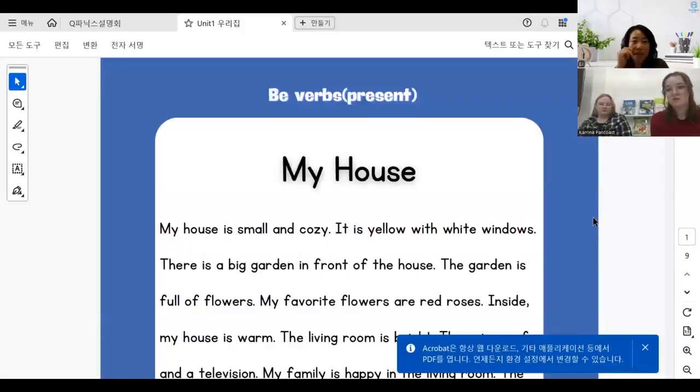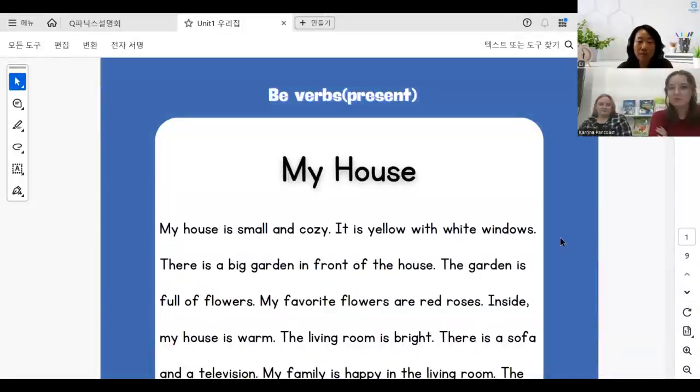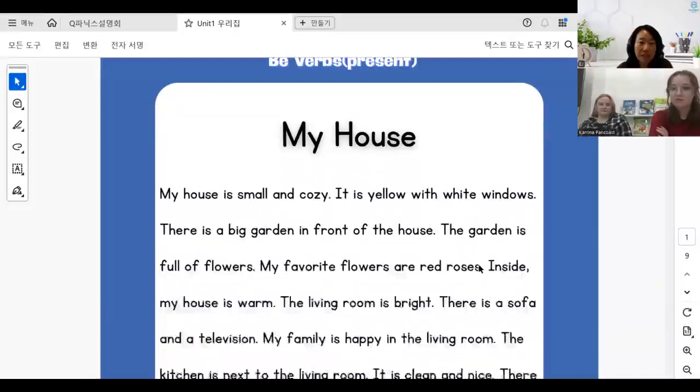Okay. When we download the page, you will see it like this. And this is the be verb. About the topic, my house, and all the sentences. With this page, you can do many things depending on the levels.